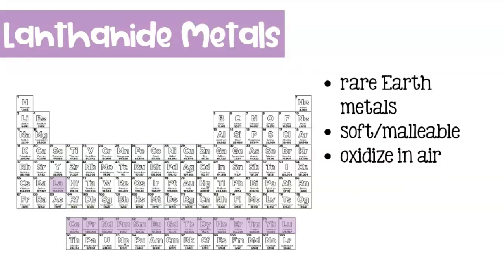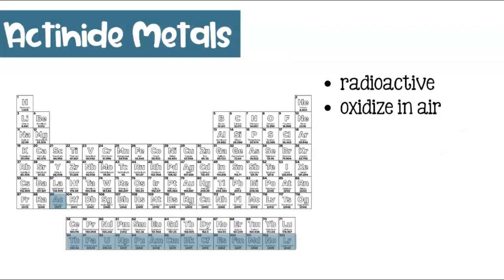At the bottom of the periodic table, you will find two groups that form the F block. One is the lanthanide metals, which are rare earth metals that are soft and malleable and oxidize in the air. These are shown in purple. The other set of F block metals are the actinide metals. These tend to be radioactive and oxidize in air. They are shown here in this dark bluish color.